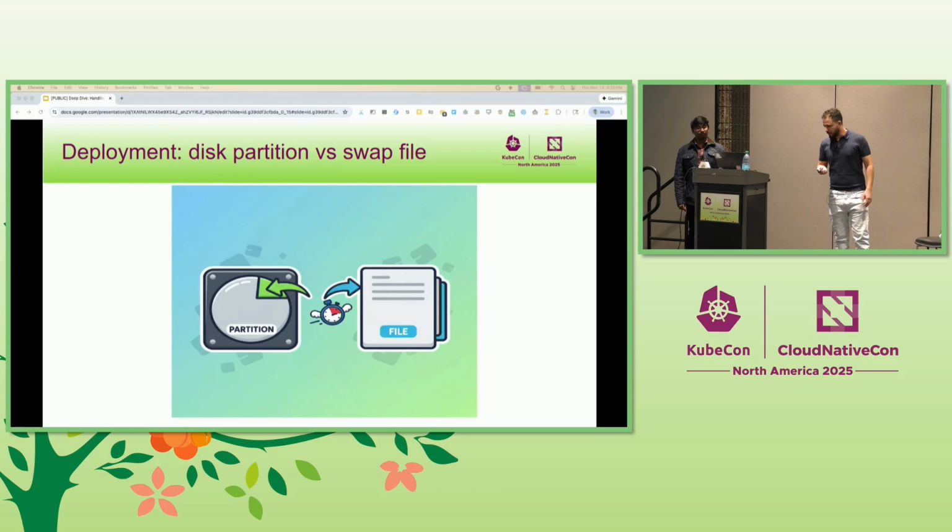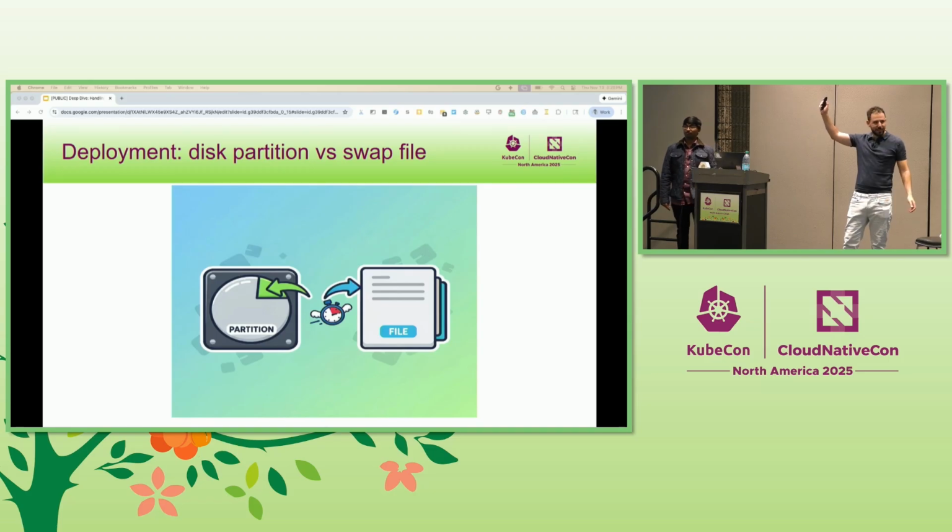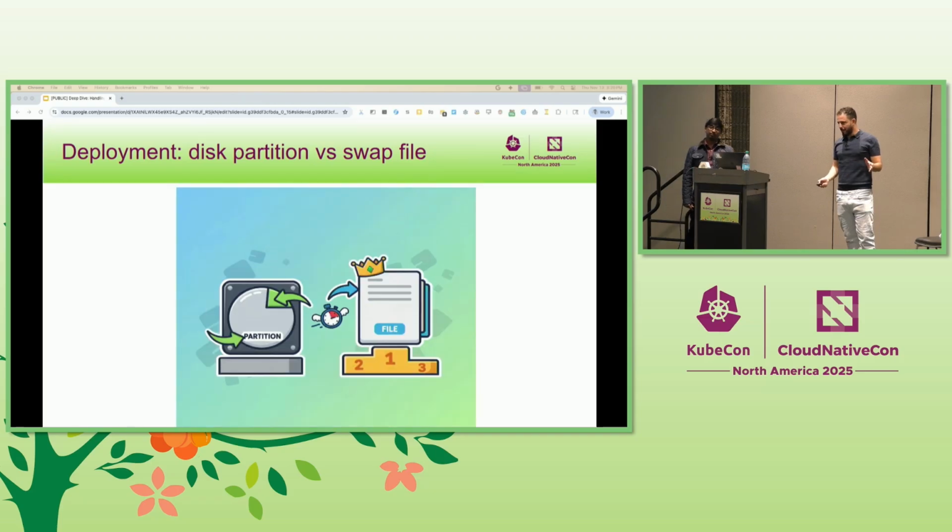Another thing is that swap can generally be deployed in 2 ways, either as a swap partition or with a swap file. A question to the audience: which one do you think is generally better? If you think that partitions are better, raise your hand. Okay, if you think that files are better, raise your hand. Okay, more or less 50-50, right? In my opinion, file is the winner, and let me tell you why.